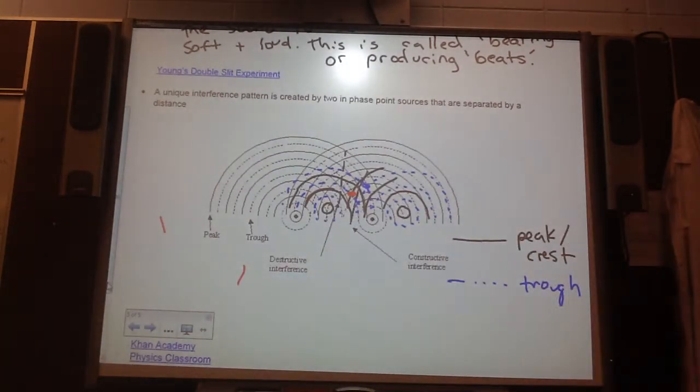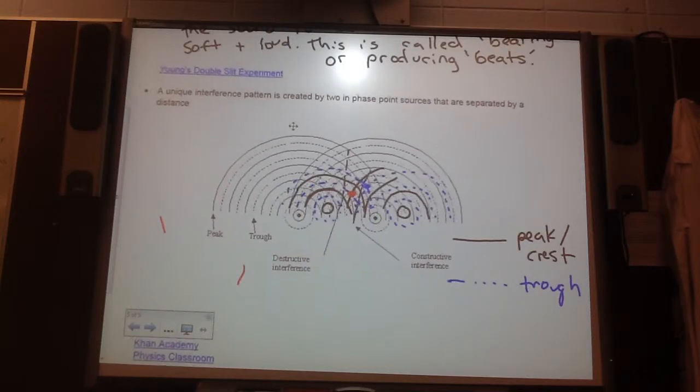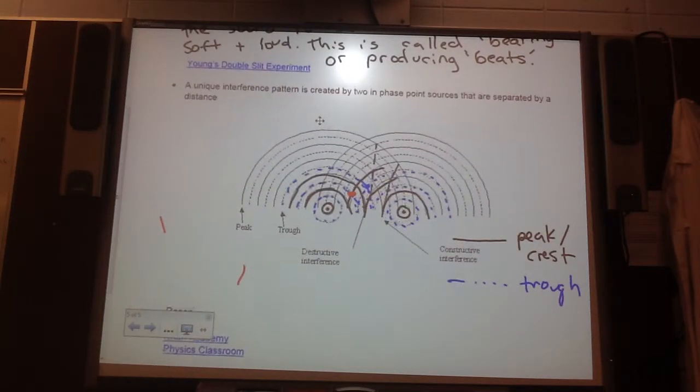I know it's hard to visualize. I'm sorry that my picture, here we go. And there. So at each point where the blue and the black interact will be destructive. Every point where colors that are matching interact will be constructive.